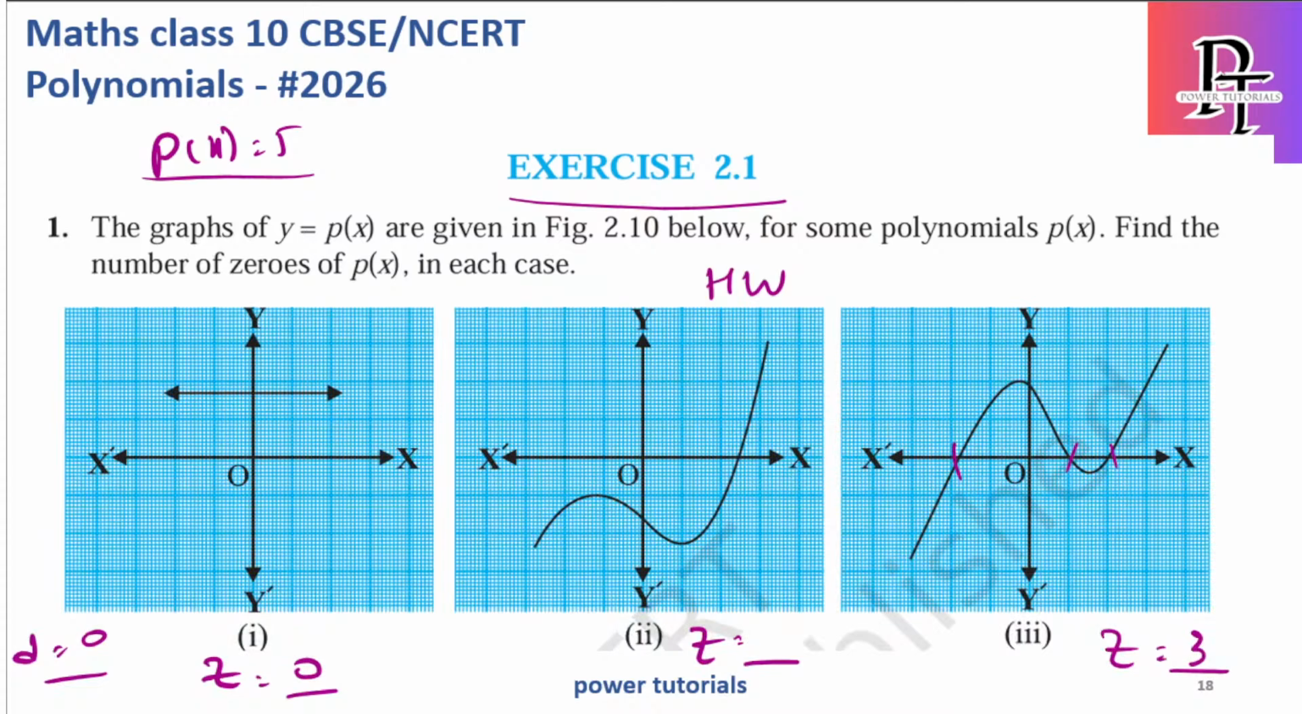Here we have one more homework question. They were asking for the number of zeros only, the same type of question. How many times is this graph touching the x-axis? It is touching at only one point, which is this one.